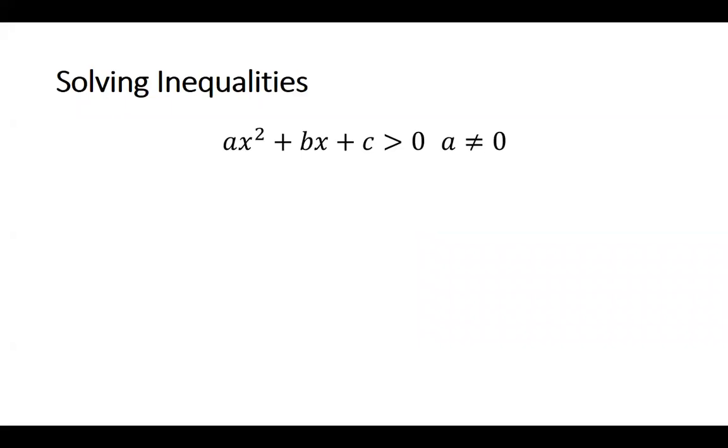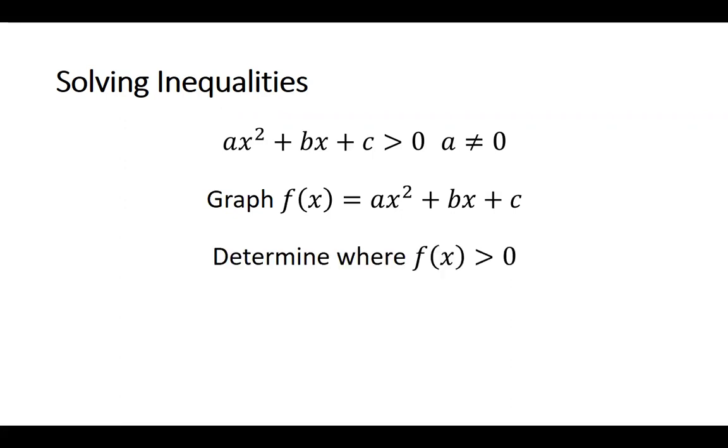If we're going to solve a quadratic inequality, such as ax squared plus bx plus c greater than 0, where of course a cannot be equal to 0 because otherwise it's not a quadratic equation, then the first thing we're going to do is graph that quadratic function. So we set f of x equal to ax squared plus bx plus c, and we graph it. Once we graph it, we can determine where f of x is greater than 0, and we have solved the inequality.